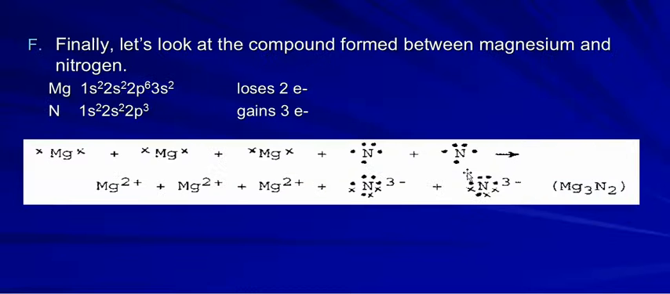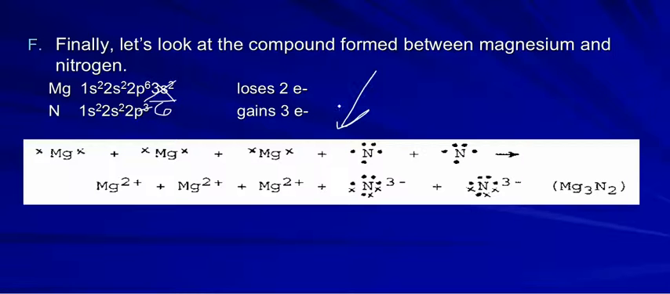Let's look at one more example. Magnesium and nitrogen. Well, magnesium is going to lose 2 valence electrons. So magnesium will be isoelectronic with neon. Nitrogen is going to gain, in this case it needs to gain 3 to become 2p6. The ratio that these are going to react in is a 3:2 ratio, so Mg3N2.